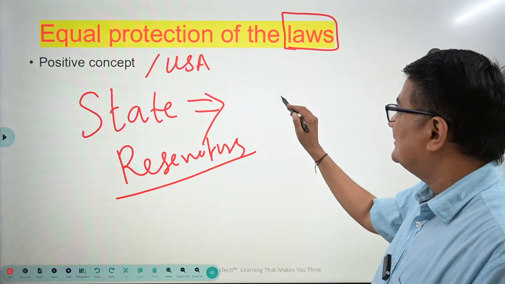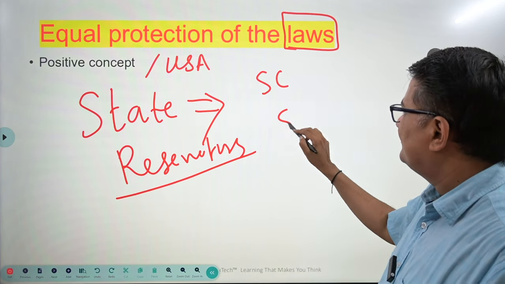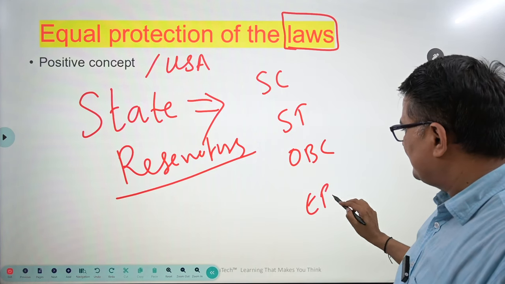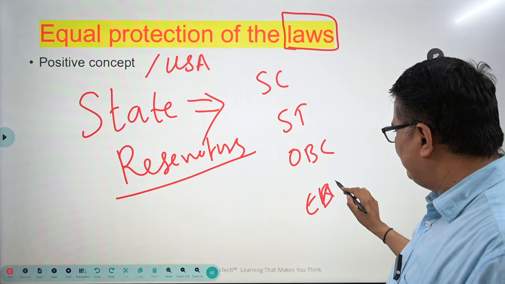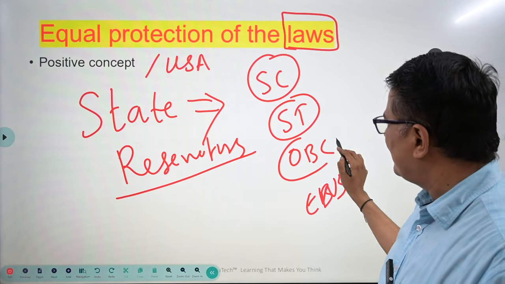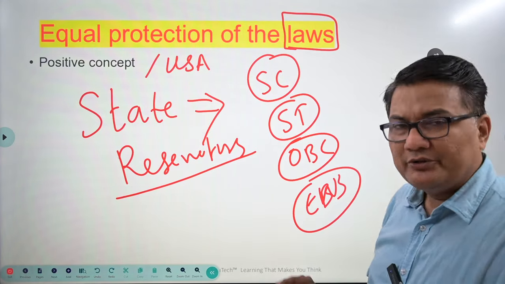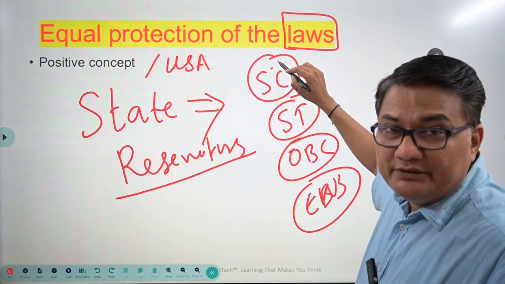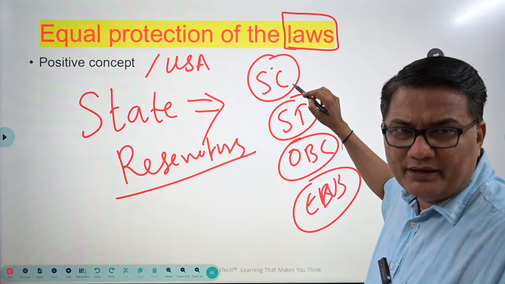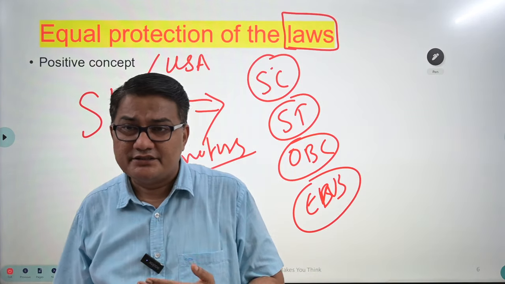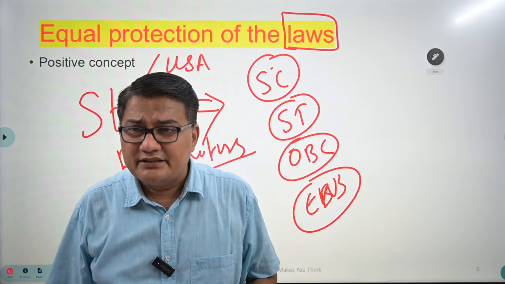Don't you think we have reservation for SC, for ST, for OBC, and now there is a new class, the economically weaker section? So don't you think all are different here? Should all be treated in an equal manner? No. Within a group they should be treated in an equal manner. Now, why is reservation essential? Because of the history of injustice of thousands of years.